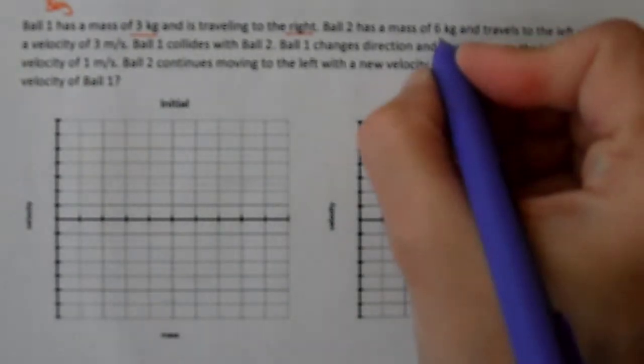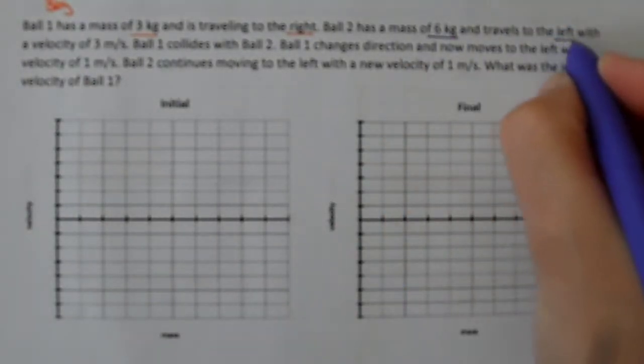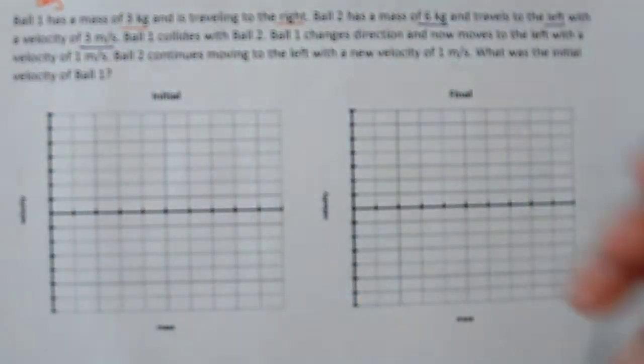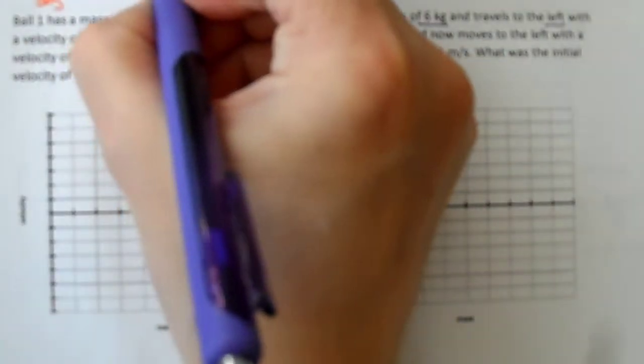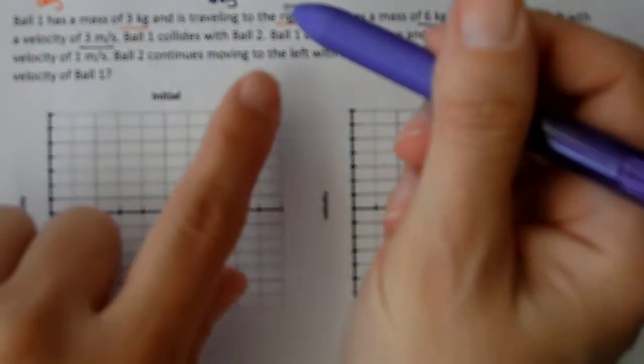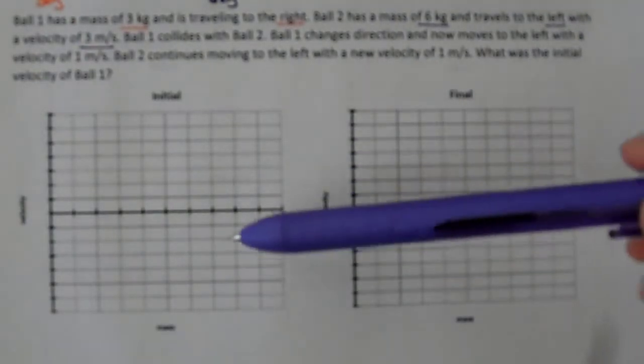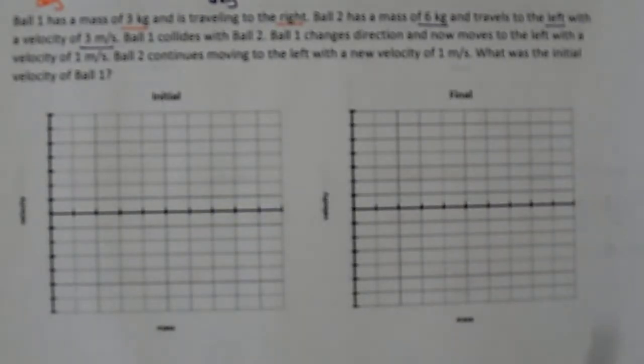Ball 2 has a mass of 6 kilograms and moves to the left with a velocity of 3 meters per second. So ball 2 is over here somewhere, traveling to the left. And he has a mass of 6 kilograms, and it's 3 meters per second. So since he's going in another direction, it's actually negative, right? We want to give it that designation. So what do we know? What are we able to do here?